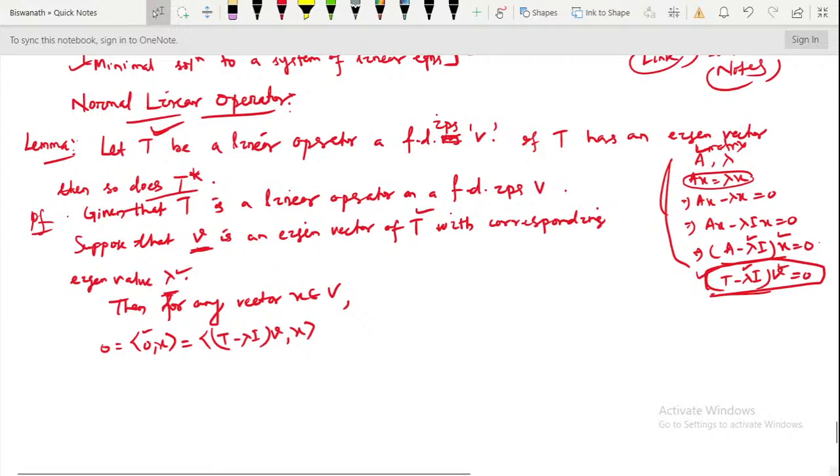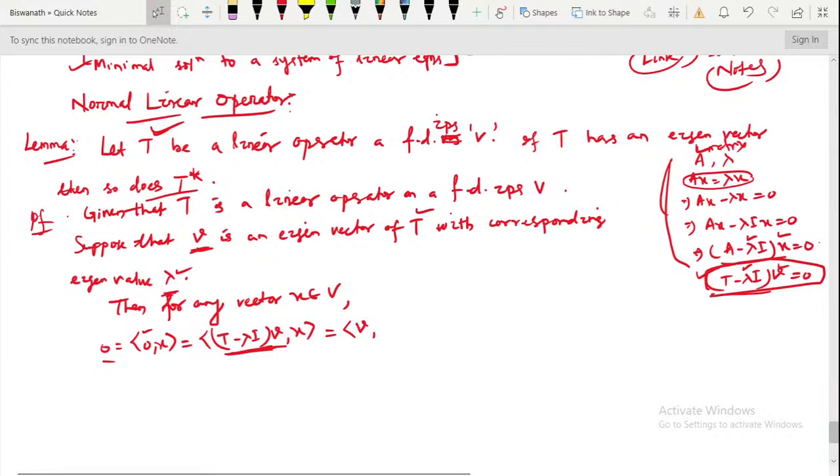So in place of 0 I can put this thing. Okay, inner product of (T minus lambda I)(v) with x is equal to 0, or in place of 0 I can put this thing. So then what I will do in the next step, whatever is here in the first vector, I can take it into the second vector by taking its star.